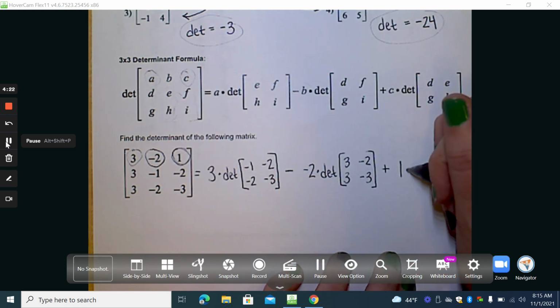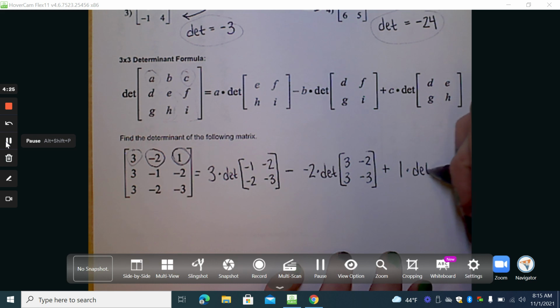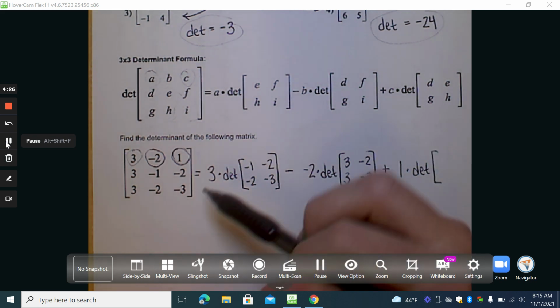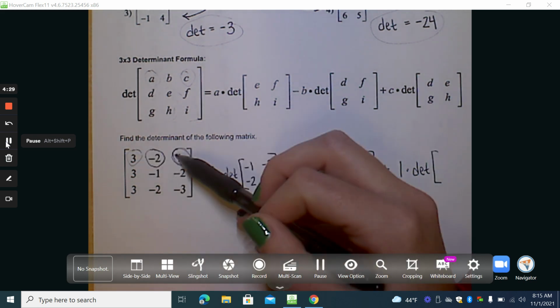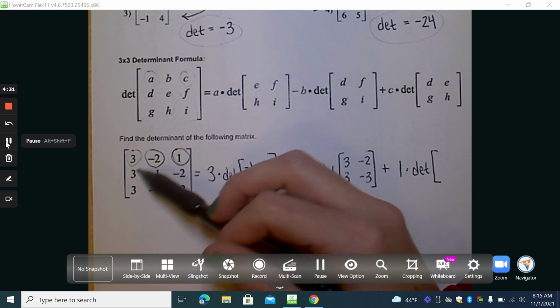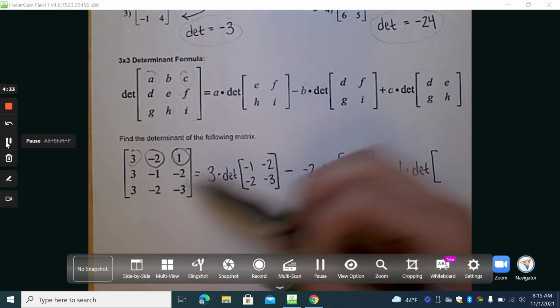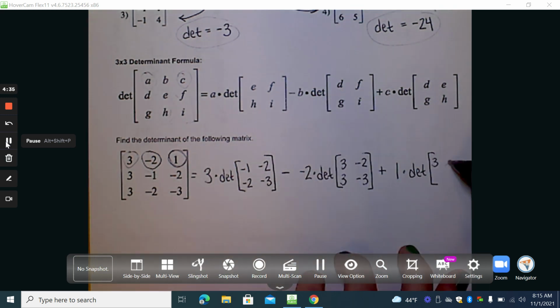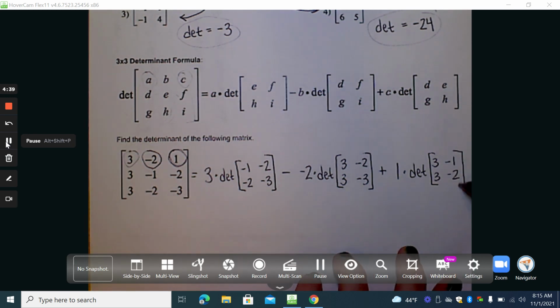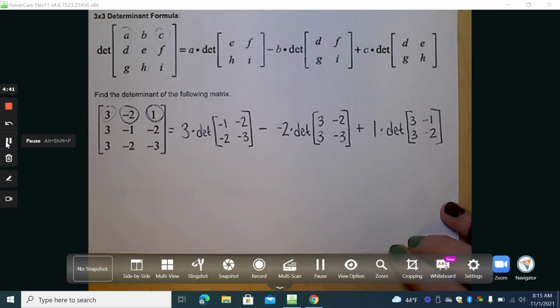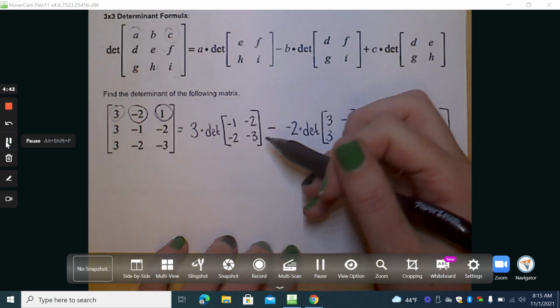And then I have a plus sign times my C, which is that third number in my first row. So 1 times the determinant made up of the numbers not in that same column or row. So that would be these 4 numbers right here: 3, negative 1, 3, negative 2. And now I just need to solve. Most of this is going to be solving the determinants of each piece.